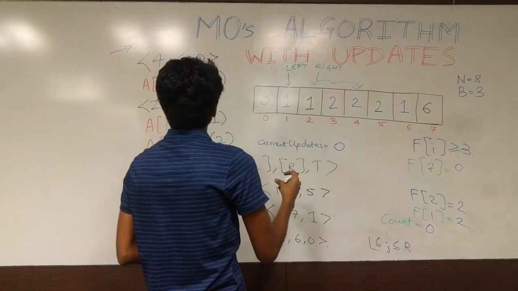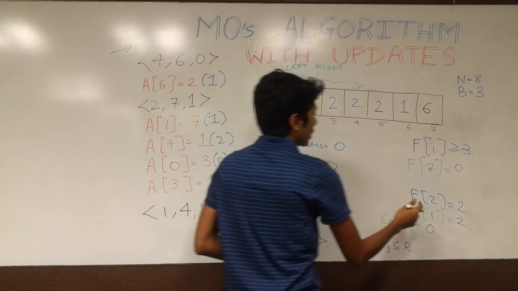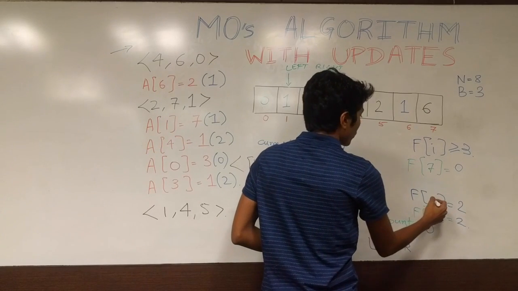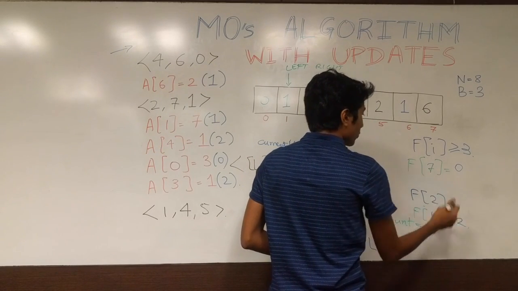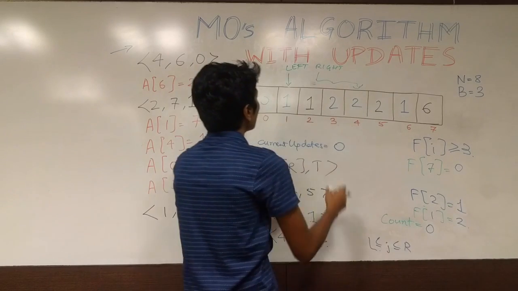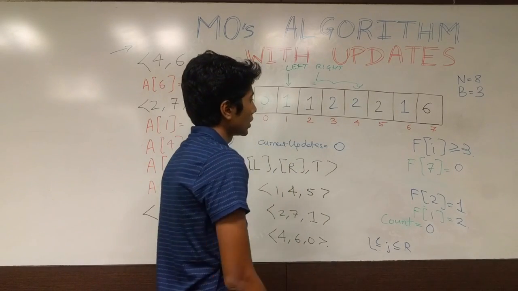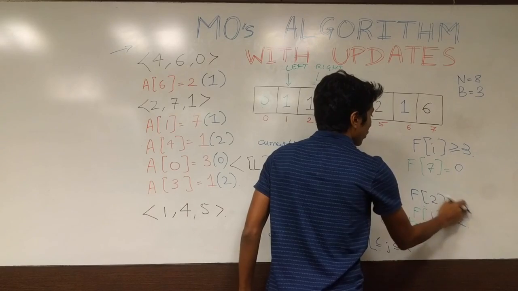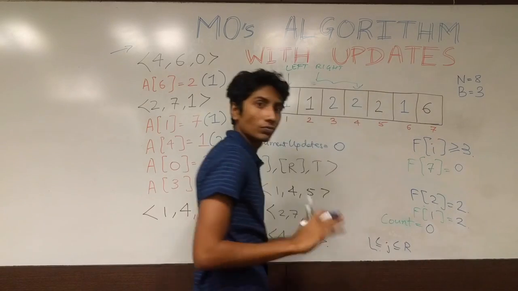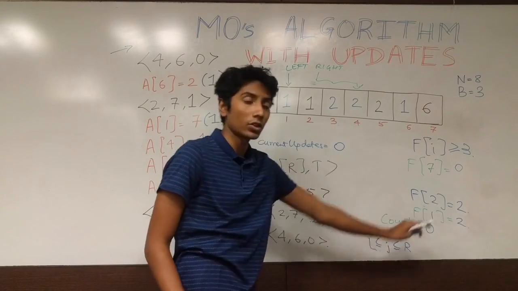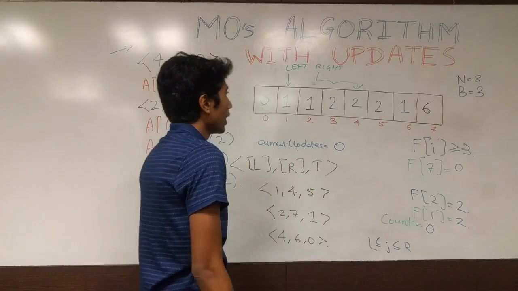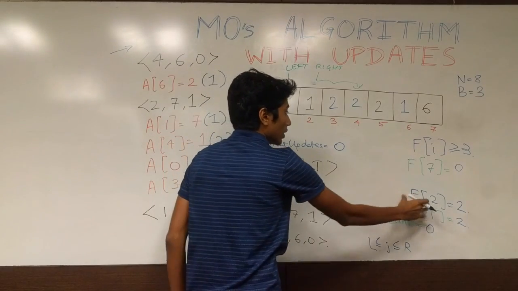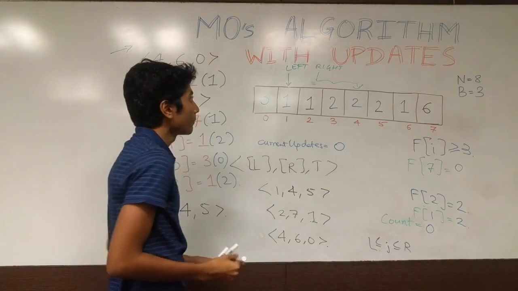So A of 2 has its frequency decremented to 1. Or does it? No, not really, because it didn't fall within our range. So we don't do anything. f of 2 is still 2. So yeah, no update in the frequency array.